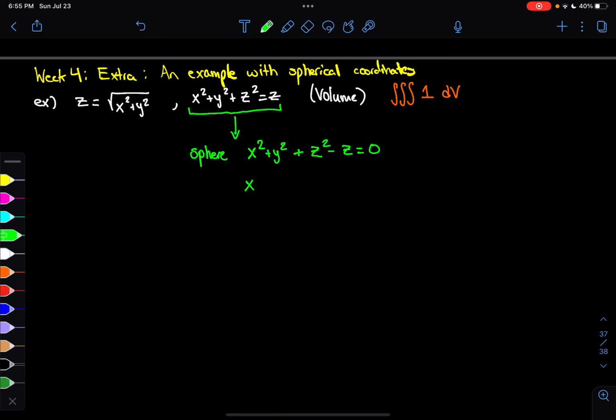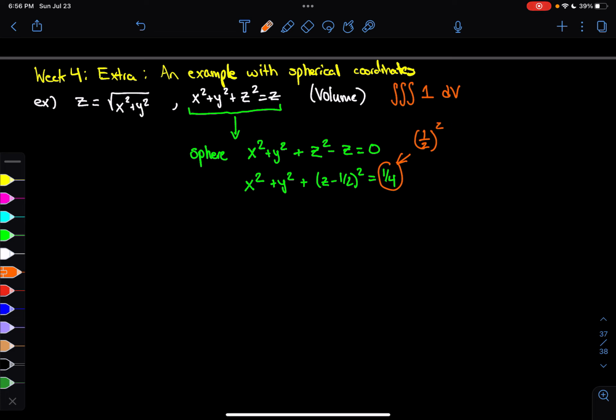And you could use completing the square to get x squared plus y squared plus, and then z minus 1/2 squared equals, what are we going to get here? 1/4. Let's see, the center is going to be at (0, 0, 1/2), and the radius is 1/2. Oh yeah, it is 1/4. I was right, because this is 1/2 squared, right?